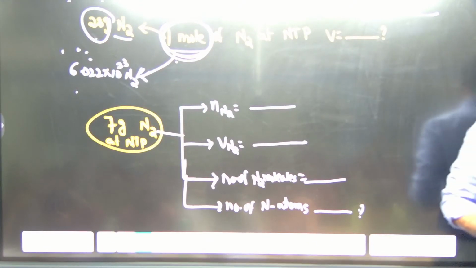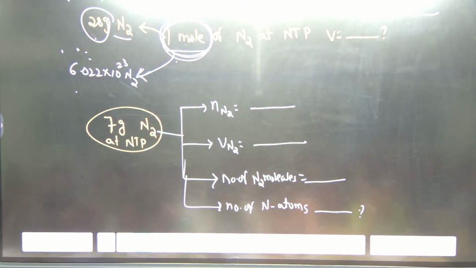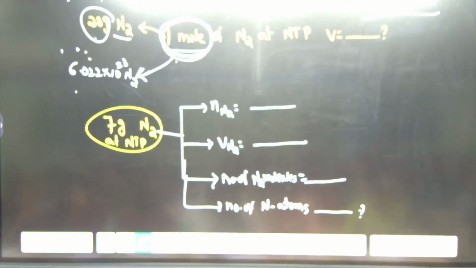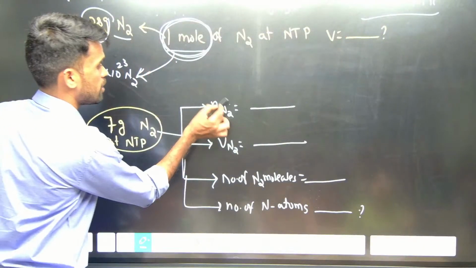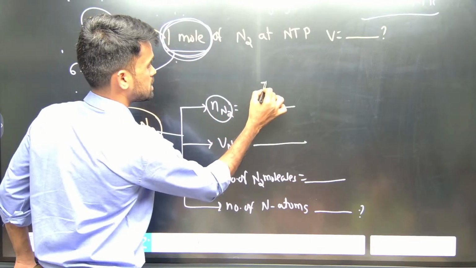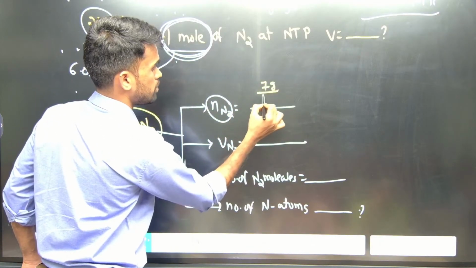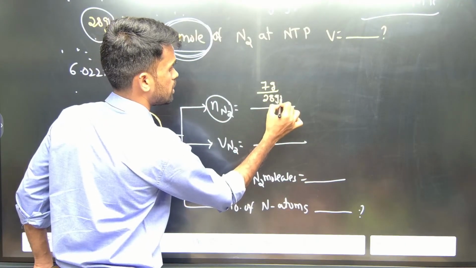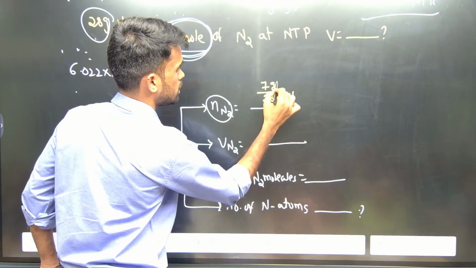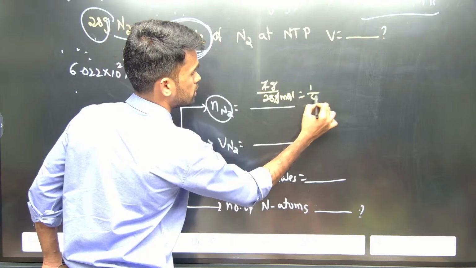So tell me, what's your answer? So how can we do this? Number of moles means given weight is 7 grams by molar mass is 28 grams per mole. So it will be 1 by 4. So you got this 1 by 4 mole.